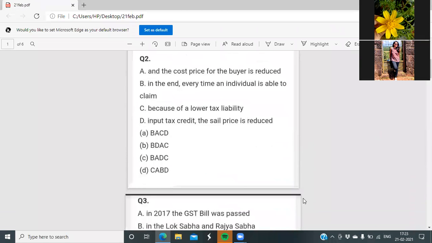Yes. Okay. So here it states, I'll just read it. Option A, and the cost price for the buyer is reduced. B, in the end, every time an individual is able to claim. C, because of a lower tax liability. D, input tax credit, the sale price is reduced. Okay, you have options A, B, C, D. Can you please let me know what's the correct answer?